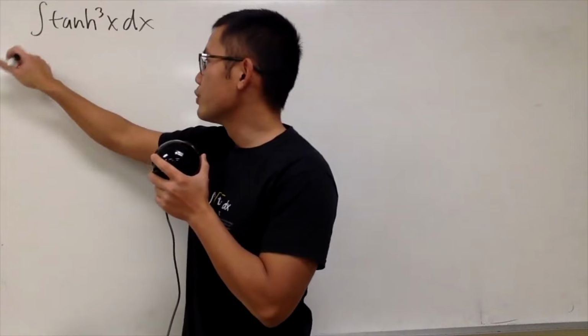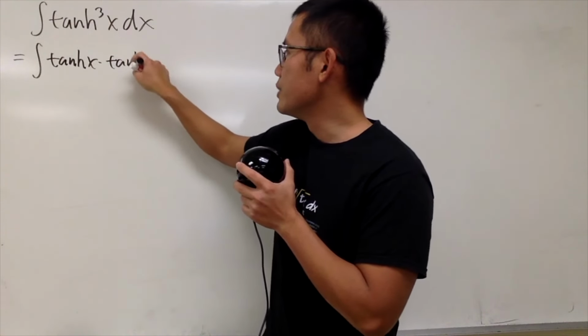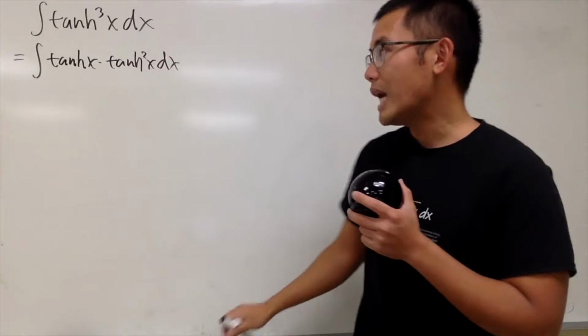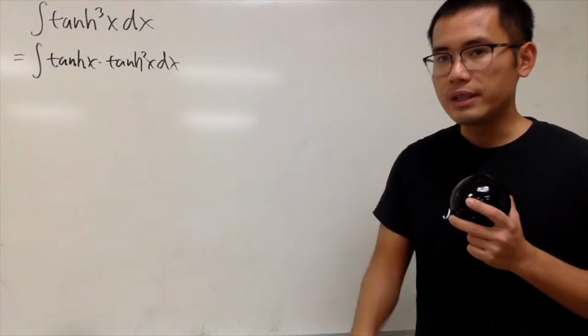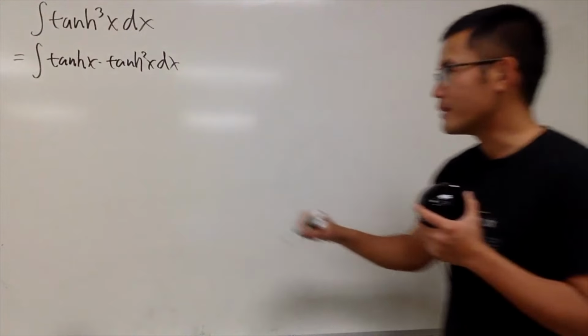For the first way, I will just break this down as tanh to the first power x times tanh to the second power x dx. And the reason I want to do this is because we have some identities that we can use for the tanh square x. So let me write this down right here for you guys.